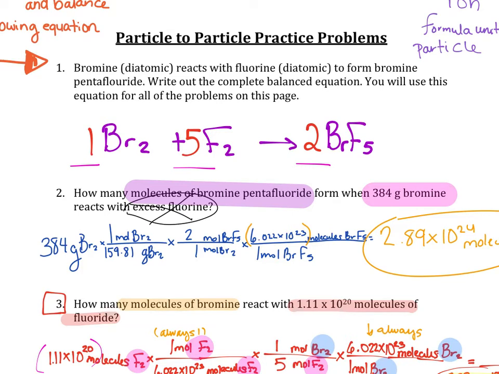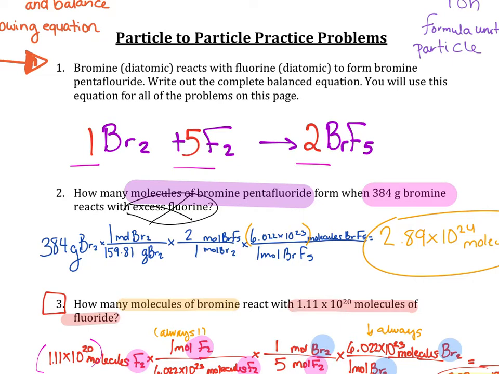I want to point out that bromine and fluorine are both diatomics. That's why there are these 2's here. Without those 2's, that would affect your balancing, so you want to make sure you have that. And then at the end, it talks about bromine pentafluoride, so that penta is why there's a 5 there. Then you go through and balance.